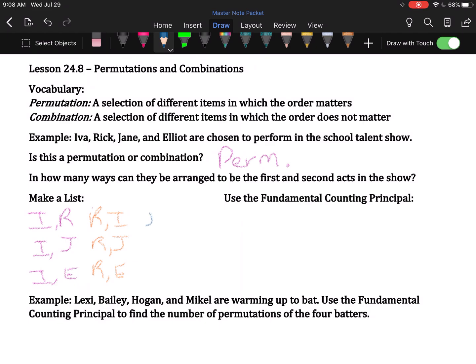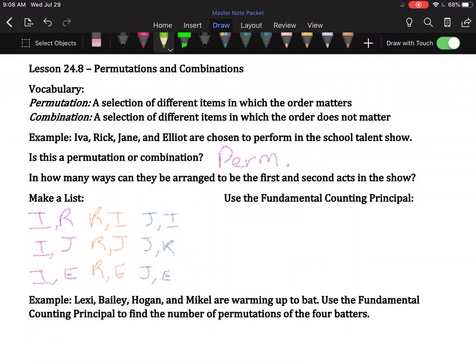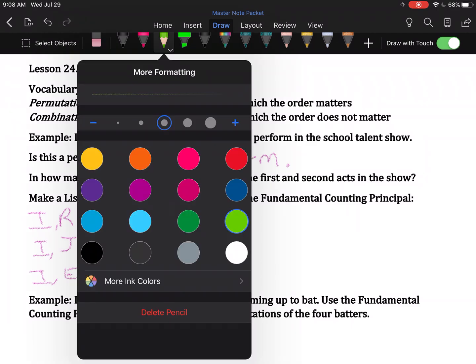Or, Jane could be first, and Iva second. Jane first, and Rick second. Jane first, and Elliot second. Or, Elliot could be first, and Iva second. Elliot first, and Rick second. Elliot first, and Jane second. So how many different ways can they be arranged for the first 2 acts? 1, 2, 3, 4, 5, 6, 7, 8, 9, 10, 11, 12.